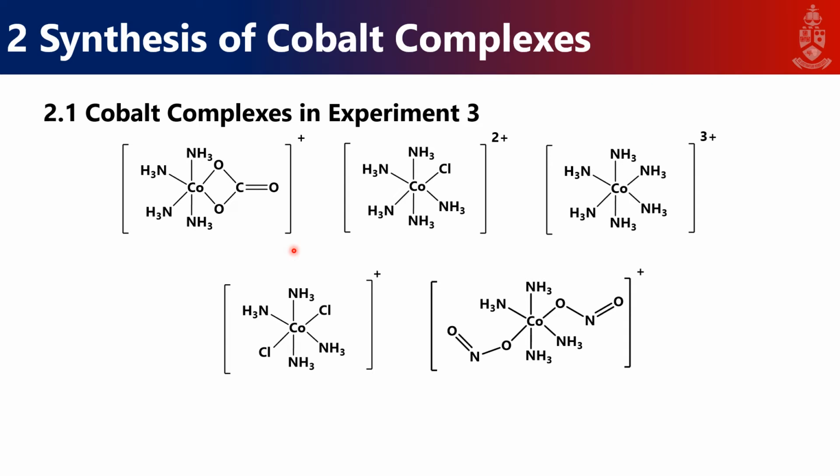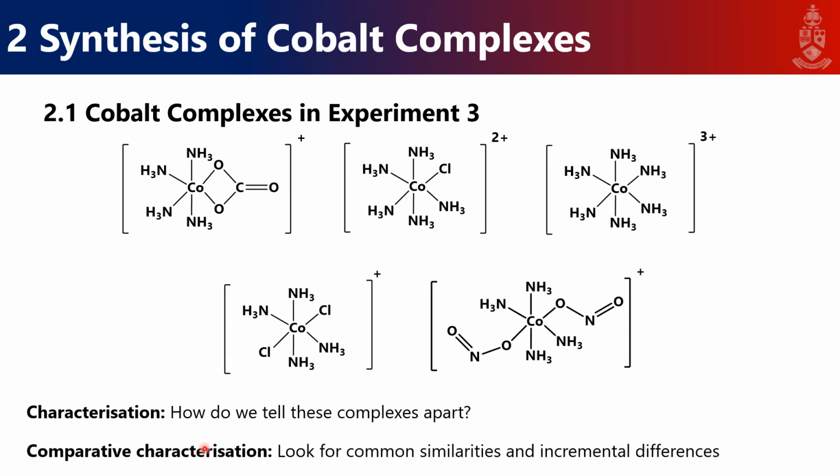So our initial part is, how do we tell these complexes apart? Well, if we just give them a general glance, we see there are some similarities between them. So we give them a comparative characterization, that's what it's called. They all have NH3 ligands, right? So this one has 6, this one has 5, this one has 4, 4, and 4. So that is the same.